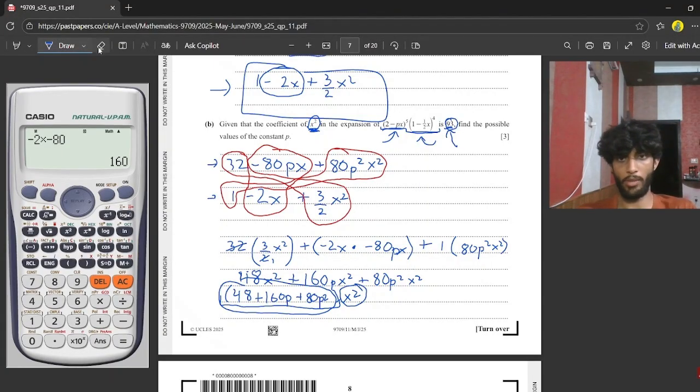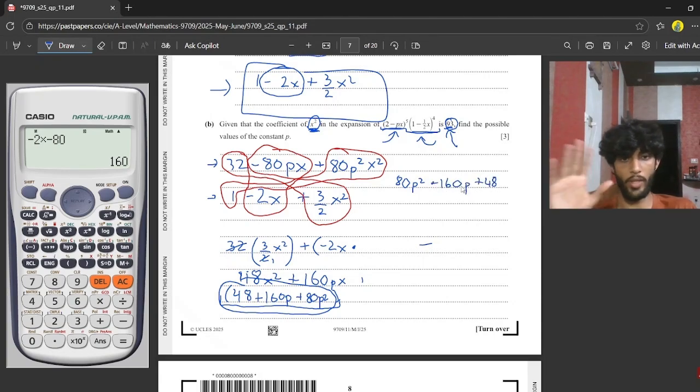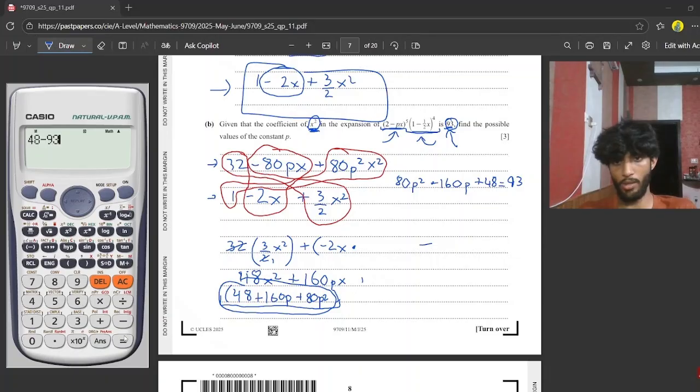So in fact, what I can do is make some room for working. What we have over here is 80p squared plus 160p plus 48, and all of this, the coefficient, which is this entire expression, has to be equal to 93. So we can bring the 93 to the other side. It's going to be 48 minus 93, which is negative 45. So we got 80p squared plus 160p, and it's negative 45.